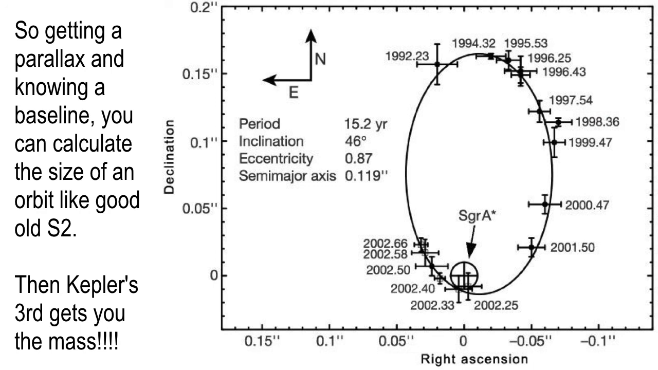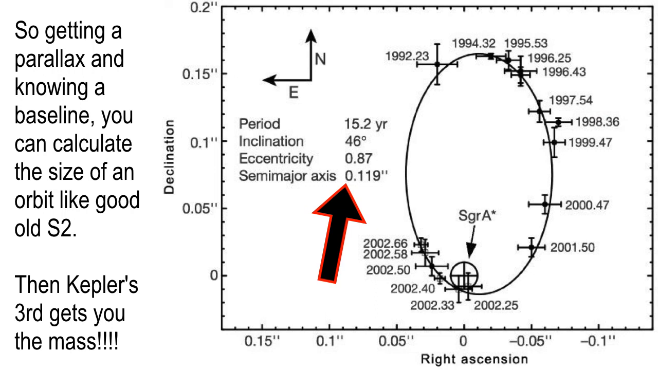Getting the parallax angle and having a baseline here, 2 astronomical units for our orbit around the sun, allows you to figure the actual number of light seconds or light days for something like Sagittarius A star and its faithful companion star S2. That's how we get it. So we get the semi-major axis here in terms of arc seconds.